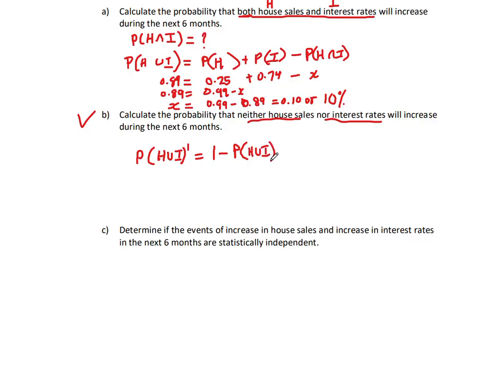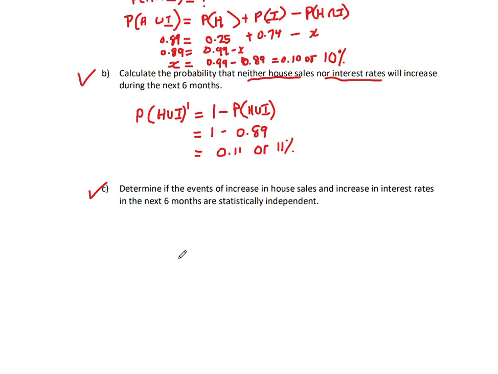So this is going to be 1 minus the probability of H union I. 0.89 is the value of the union. So it's 1 take away 0.89, which is going to give us 0.11 or 11%. So there's an 11% chance that neither house sales nor interest rates will increase over the next 6 months. And this is really very instructive and applicable in the practical business world.